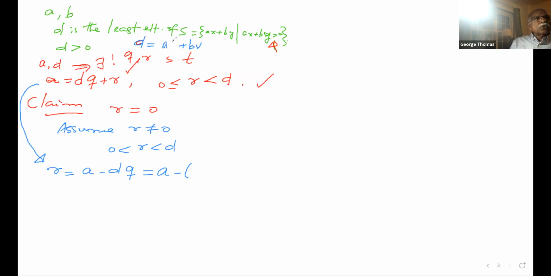A times U. The least element has to look like A times something plus B times something. What is that something? I don't know. I call it U and V. These are values of X and Y. So that's how D actually looks. So I can substitute. Wait a minute, before I do.